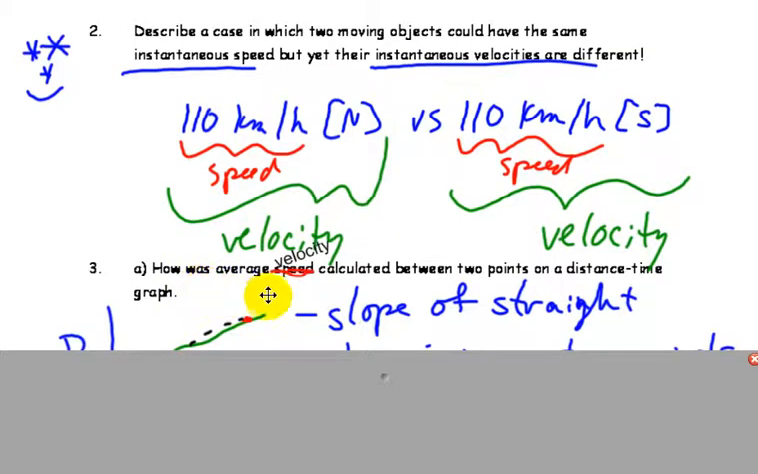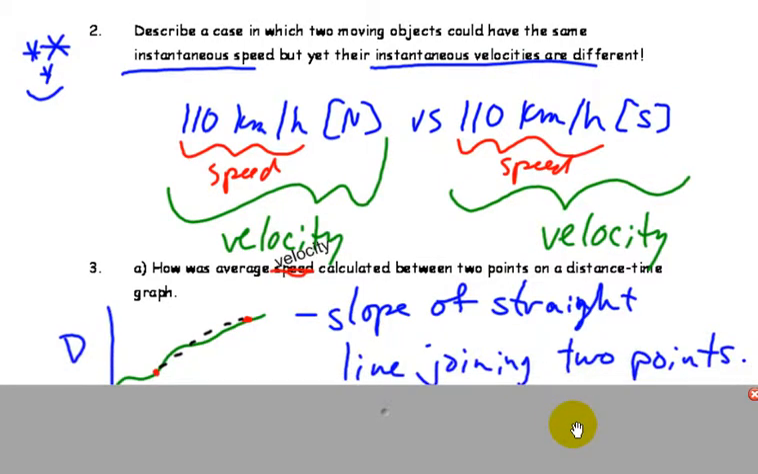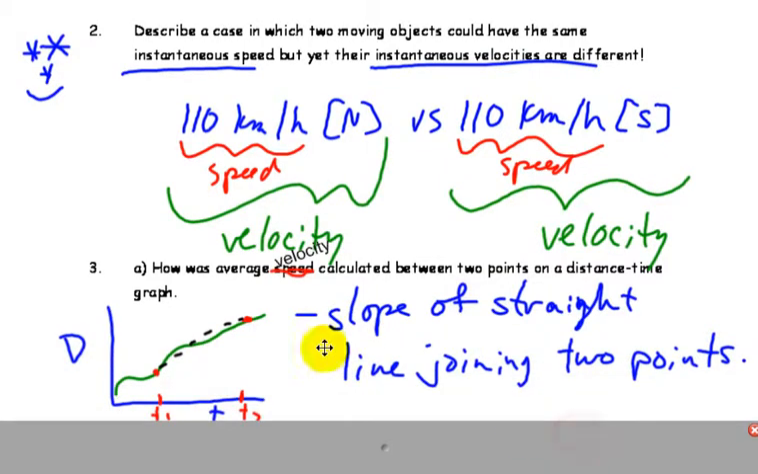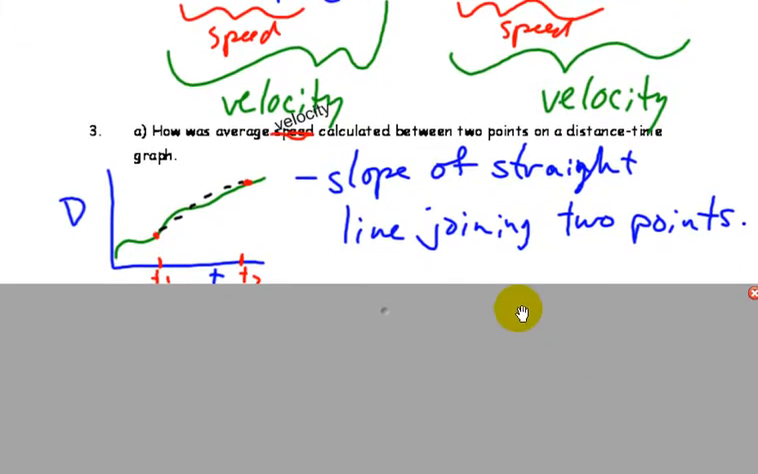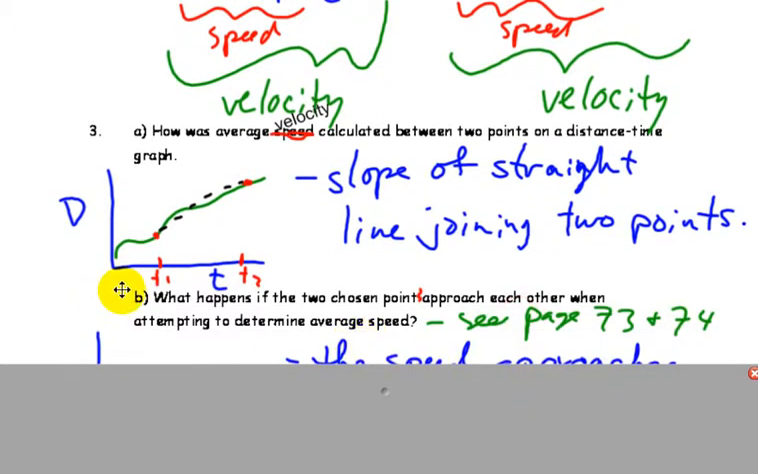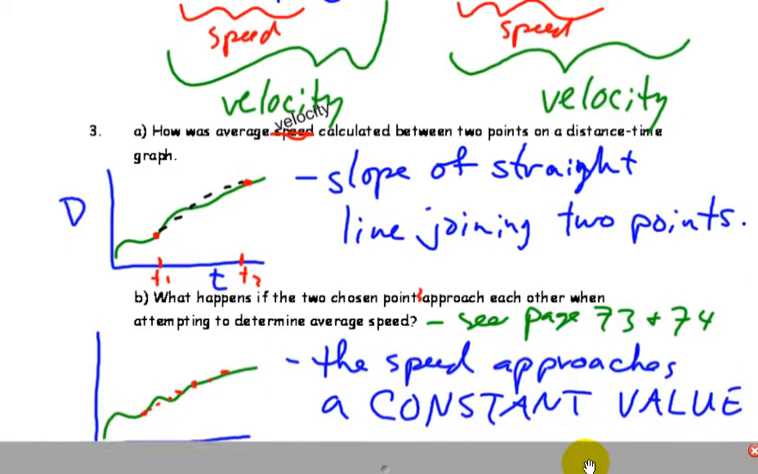Okay, how is average velocity, so make this little change in your question, calculated between two points in a distance time graph or displacement time graph? We've looked at this already. It's the slope joining the two points. Now what happens if the two points approach each other?